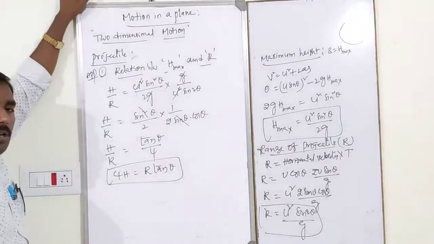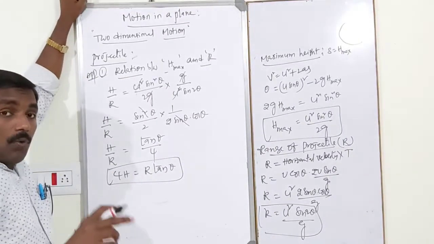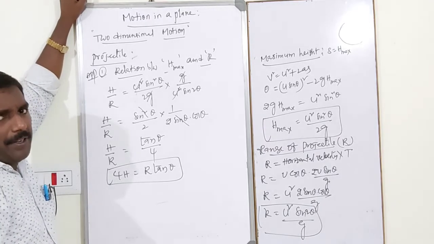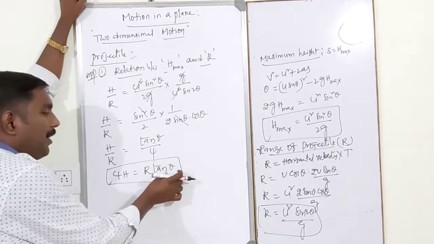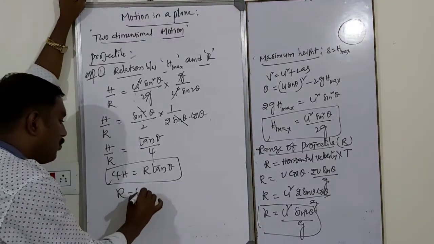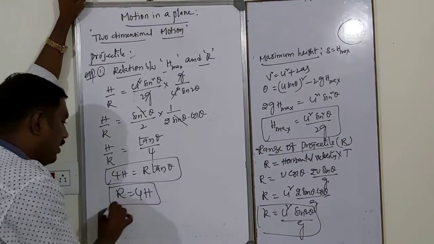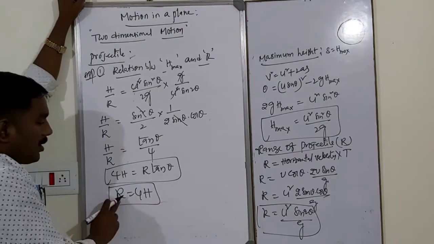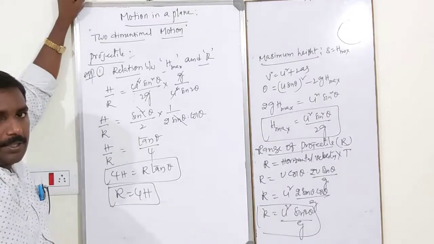This is the range. For what angle is the range maximum? 45. Suppose this is 45. Tan 45 is nothing but 1. So R is equal to what? 4H. Simply 4H. So range is equal to 4 times the maximum height.